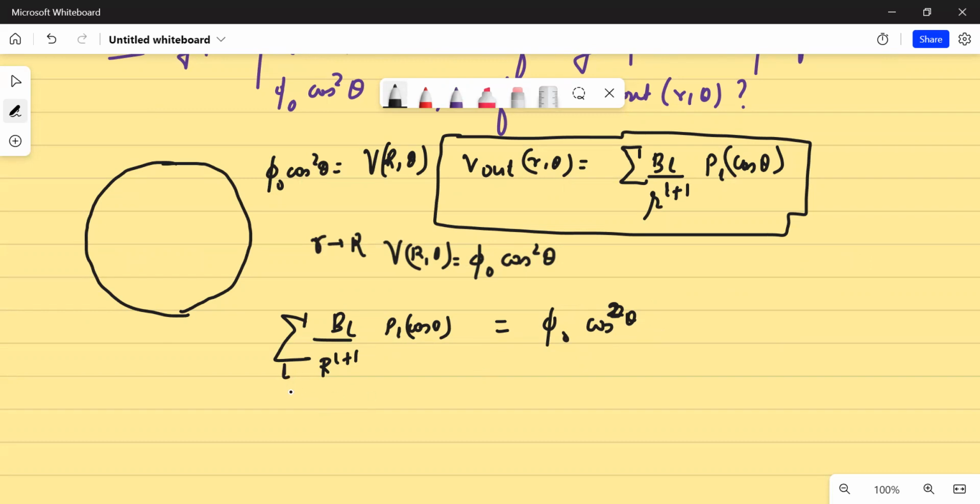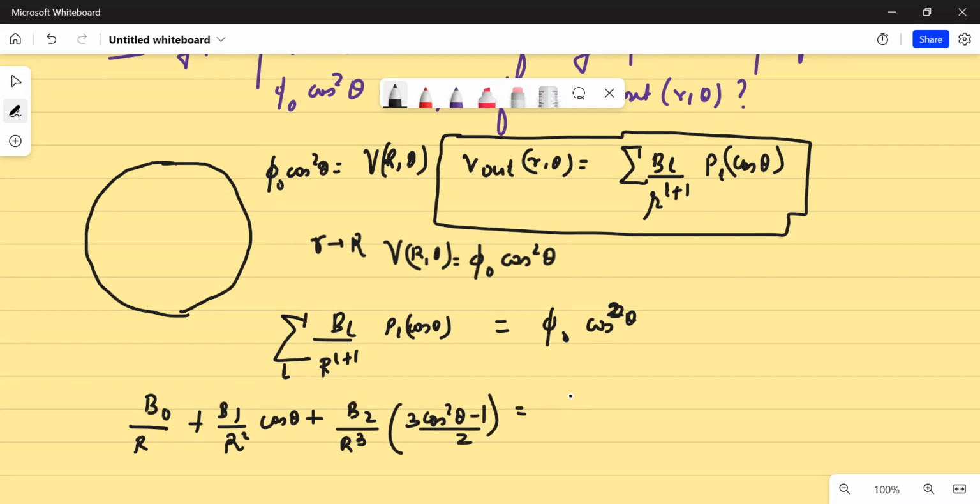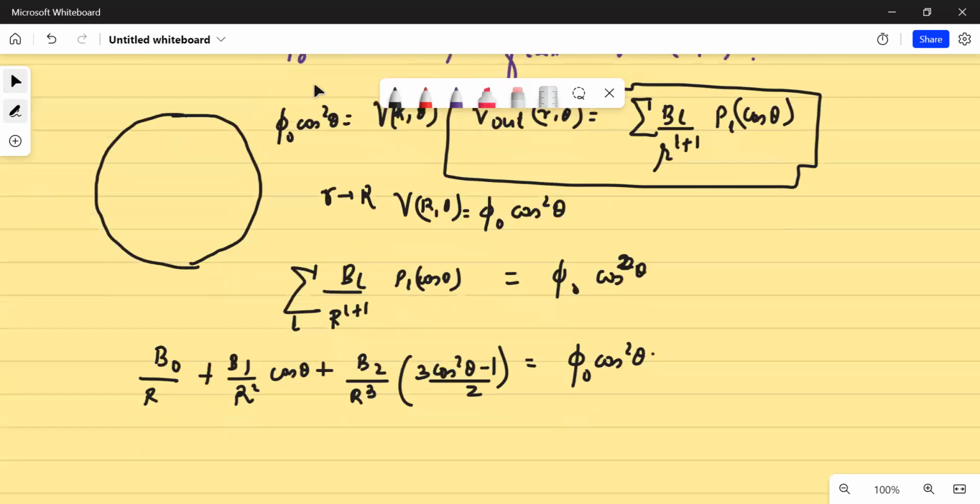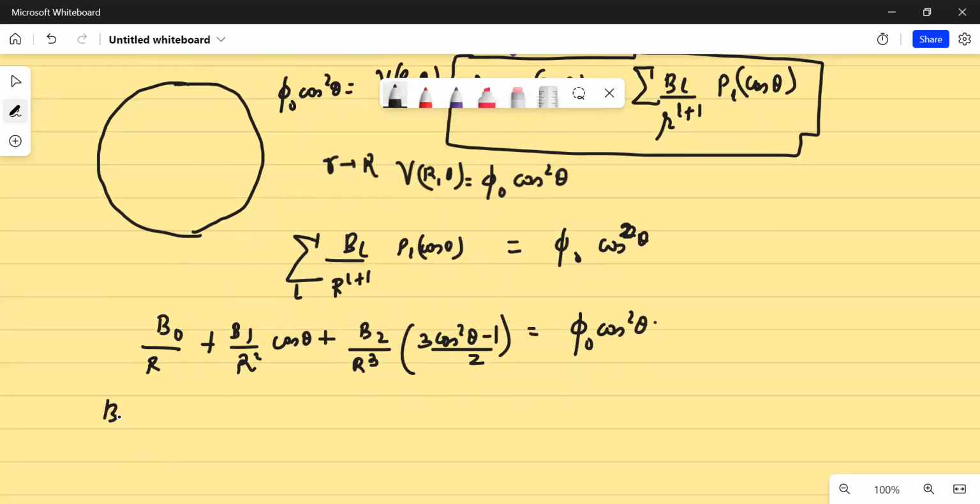So I'm going to expand it till B naught upon R, then I'll write B1 upon R square times P1, and B2 upon R cube times P2, which is simply 3 cos square theta minus 1 upon 2. And this all equals phi naught cos square theta. Now, if we compare both sides, we can understand that our B1 would be 0, because the cos theta term is nowhere present.